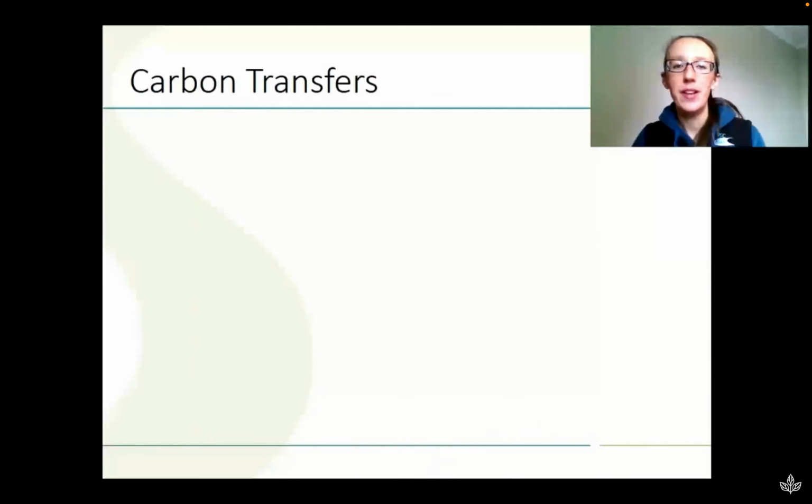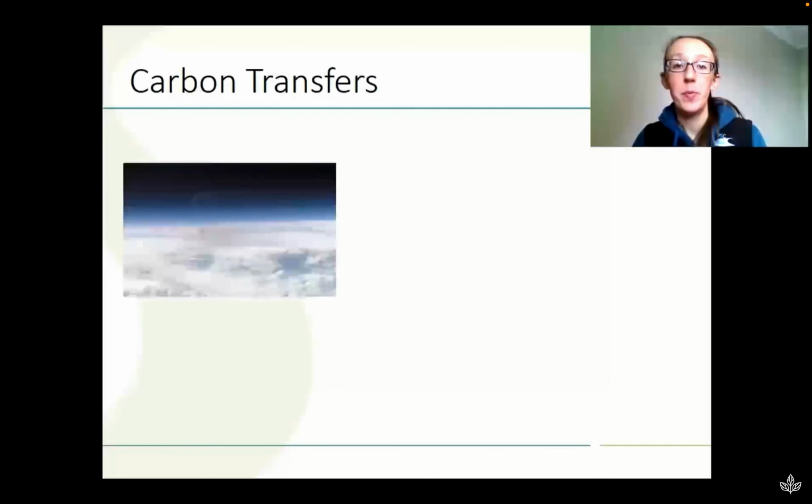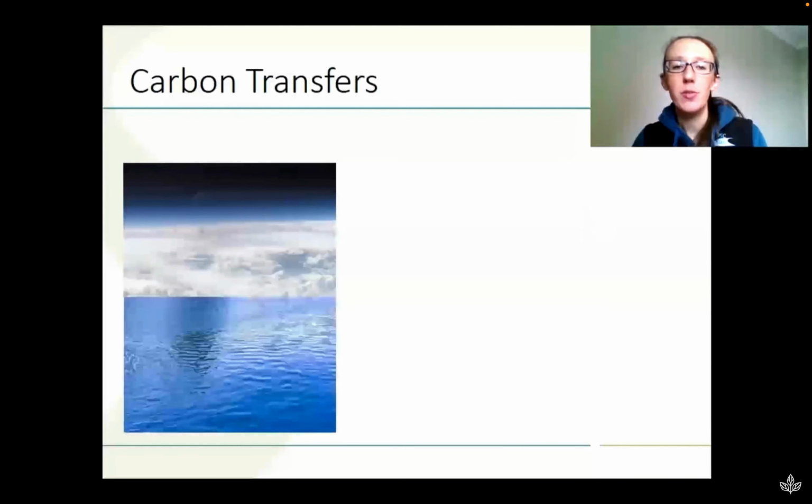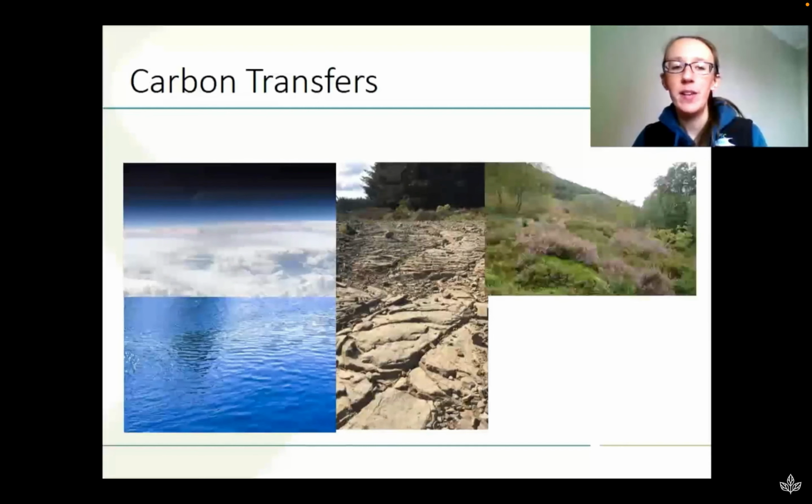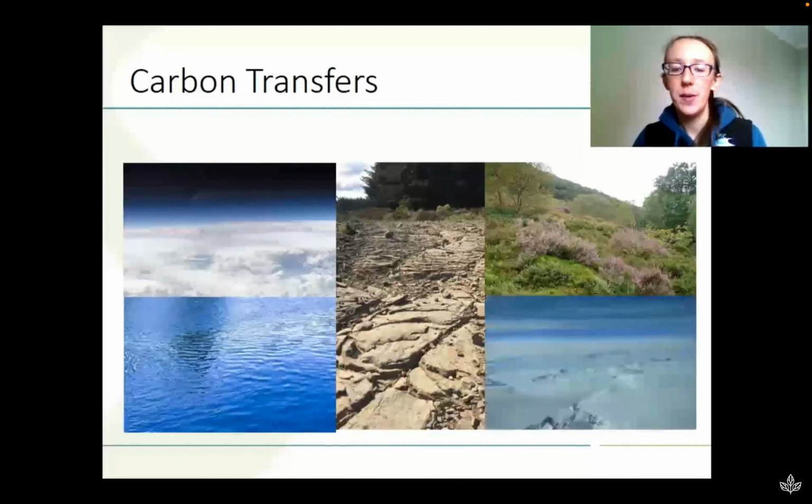So hopefully you have identified the 5 major stores. The atmosphere is one of the major stores. The hydrosphere, so water on land or in the oceans. The lithosphere, so carbon that's stored in the rock or in the earth. The biosphere, so that might include plants and animal matter, both dead and alive. And the cryosphere, so in ice caps and ice glaciers across the world.